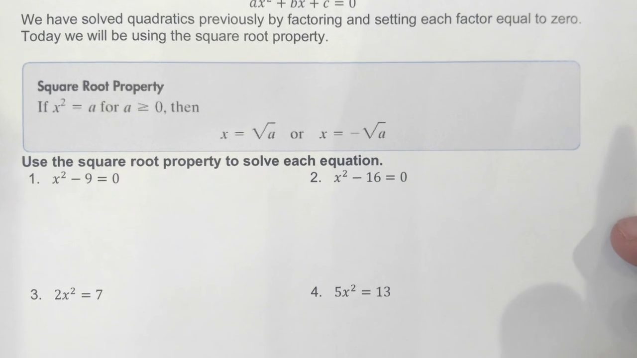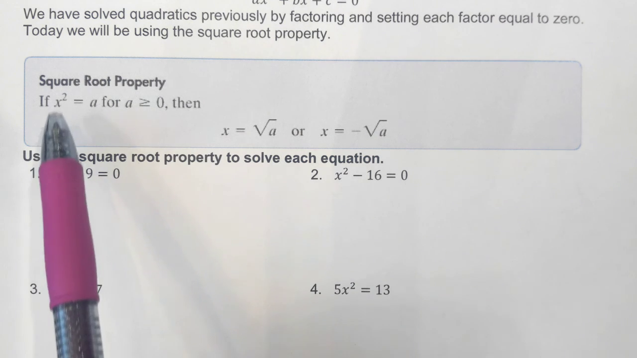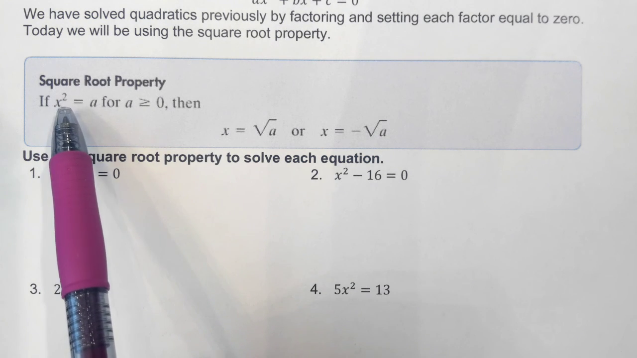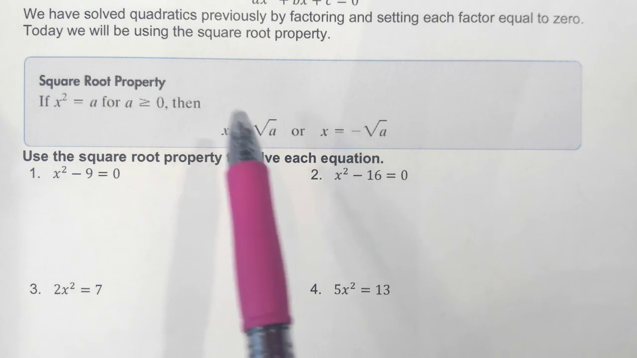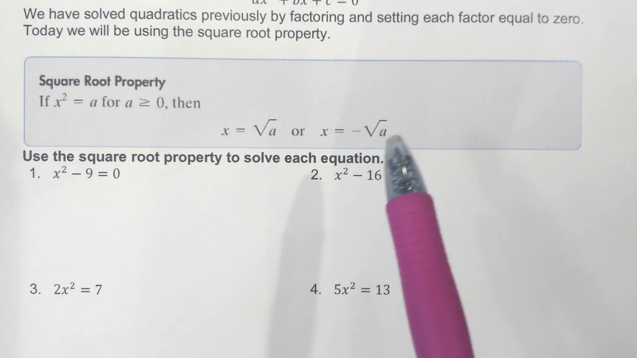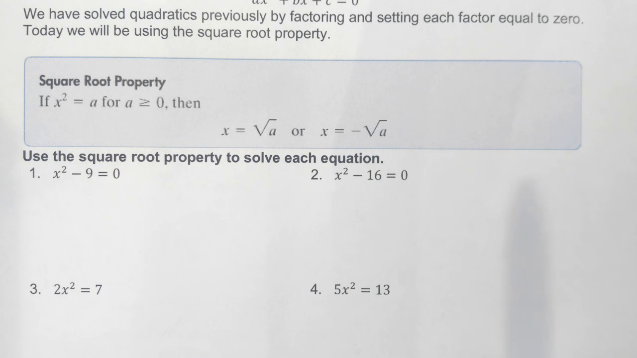Okay, so what is the square root property? The square root property says that if x squared equals a, then x would equal the positive square root of a and the negative square root of a. So let's practice that. The goal here is to get the squared term by itself, and then you're going to take the square root of both sides of the equation.